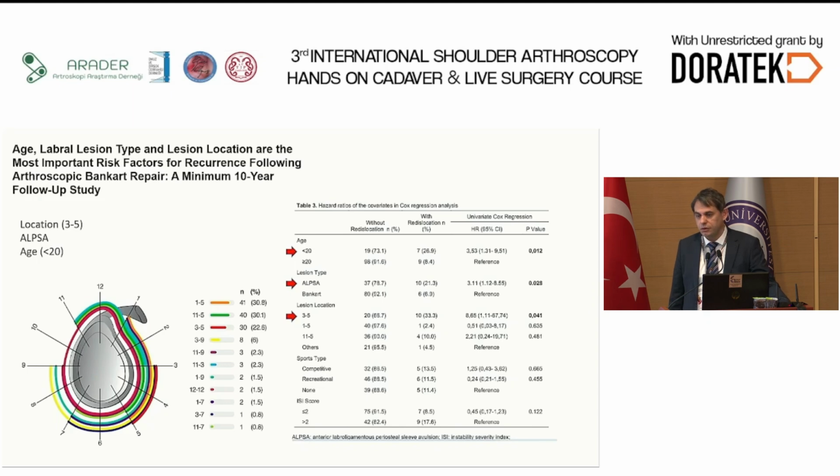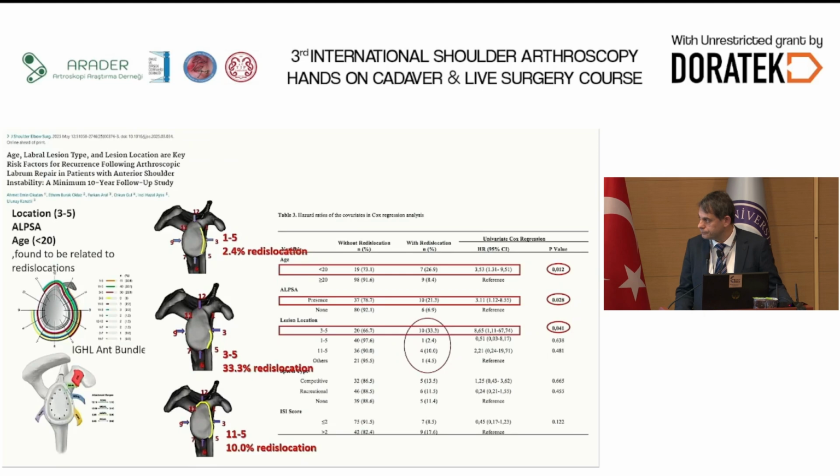And age lower than 20 years has negative effects on the results of your repair, even after 10 years. We found that if the lesion is between 1 and 5, the redislocation rate is 2.5%. But if it is between 11 and 5, it's about 10%.